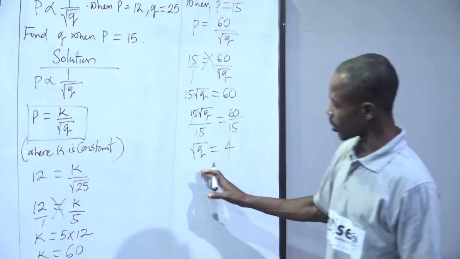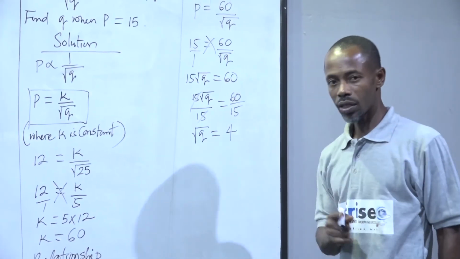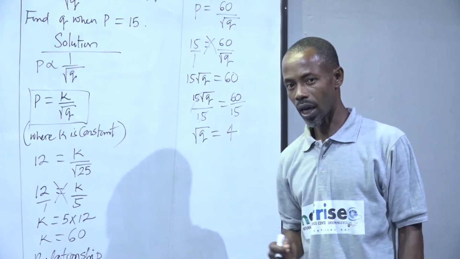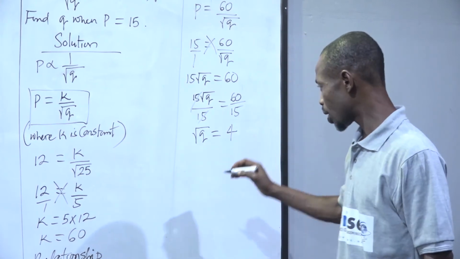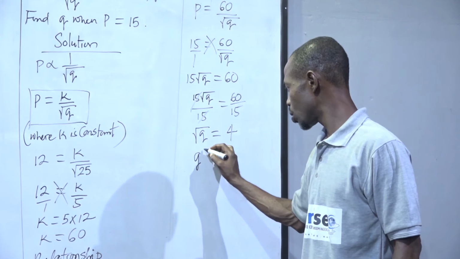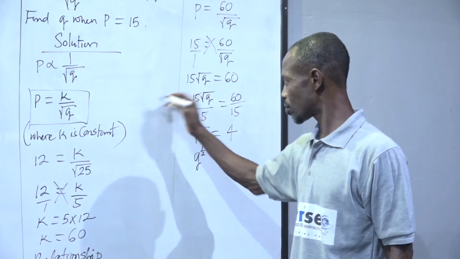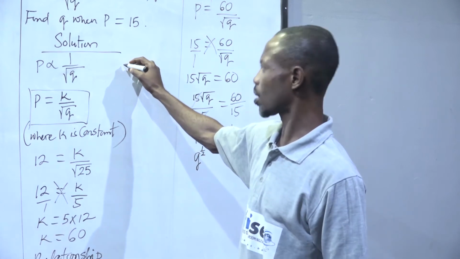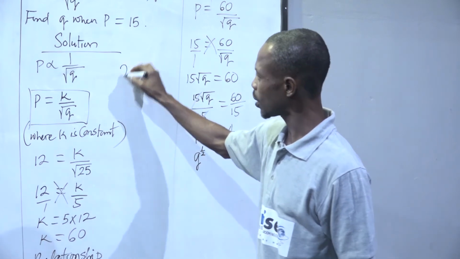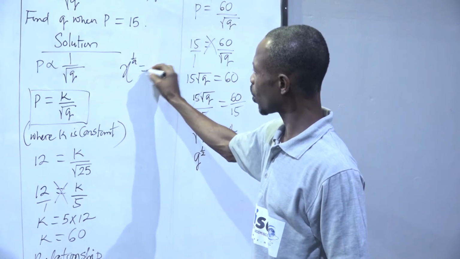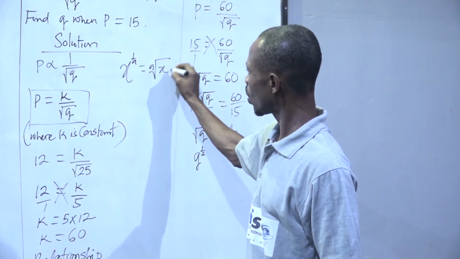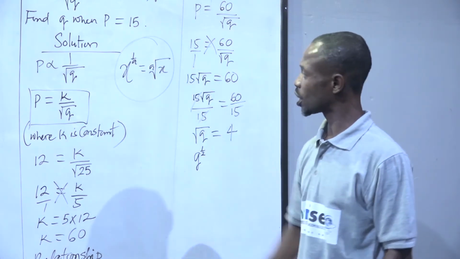Now, when you get to this point, try your indices. Have you watched the indices class? Please go for that video. Now here, root Q is assumed to be Q raised to a fractional power. Remember, the fractional law of indices states that x raised to the power 1 over a equals the a root of what? X. All values taken from New General Maths.